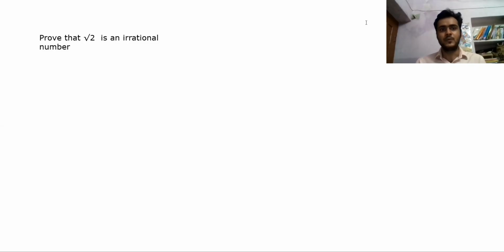Okay. So to do such questions, we have to use the concept of contradiction. Now, what is the contradiction concept and what does it do? The contradiction method states that we take an assumption, we take a hypothesis, and then we negate that hypothesis. Okay. So let's just try this method right here.